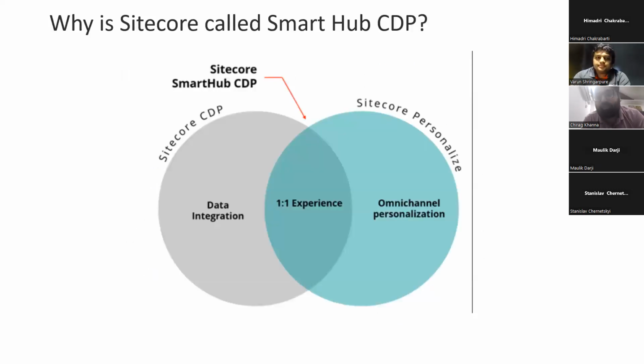Yeah. So as you can see, this is a Venn diagram which we worked with in our school time, right? On the left we have CDP, on the right we have Sitecore Personalize, and as a union of them, we have Smart Hub CDP. I would say it is an enterprise platform. If your client wants an enterprise platform, then I would definitely recommend going with Smart Hub CDP because it has the union of both these features, CDP as well as Personalize.